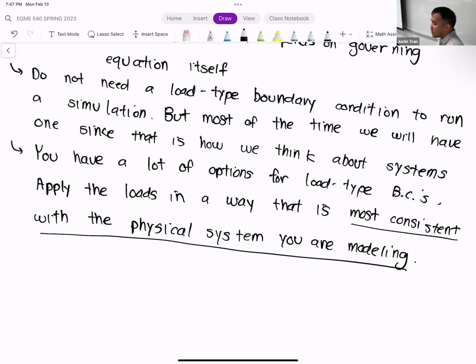Okay? So when you're making decisions in terms of how you're choosing the boundary conditions, how you're modeling those, what your equations are going to be, don't lose track of the physical situation. Okay, so make sure that you're choosing things that are physically consistent. And a good rule of thumb is that if you are modeling a physical system and it has a load in particular units, use those same units for your loads. Okay?